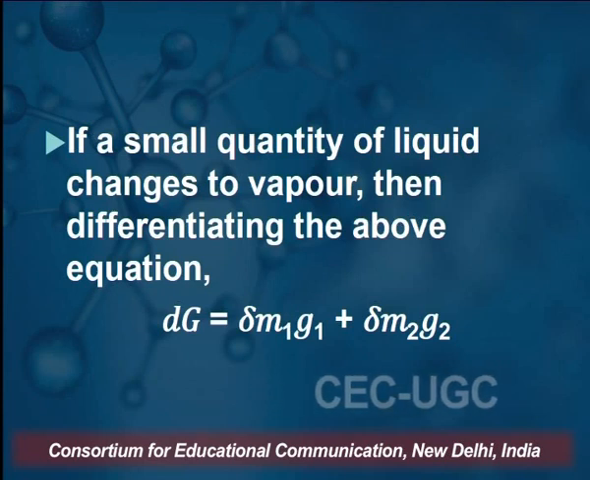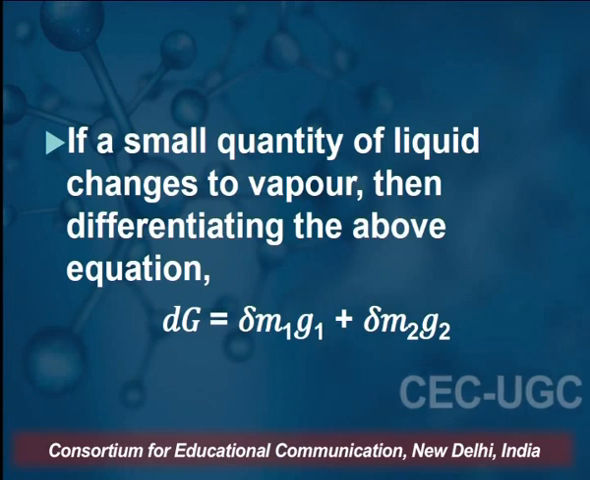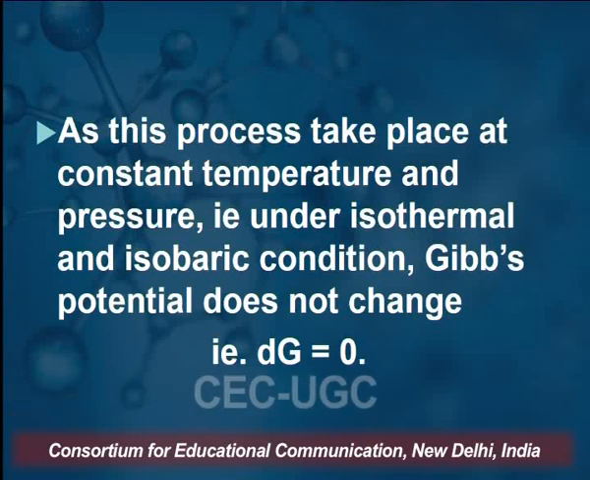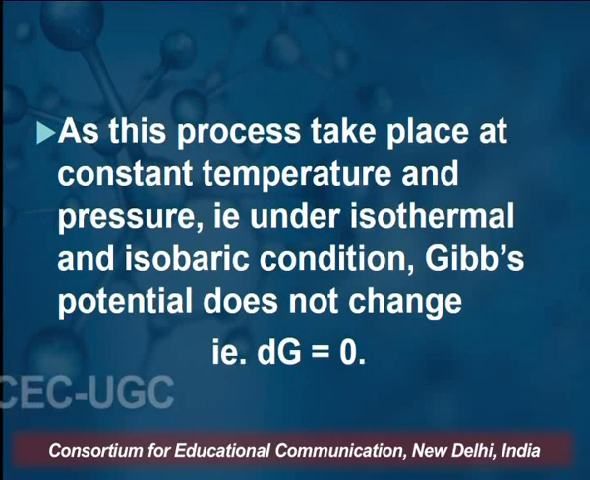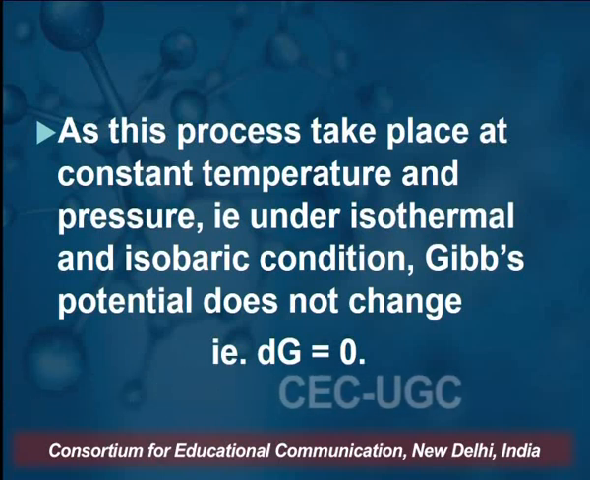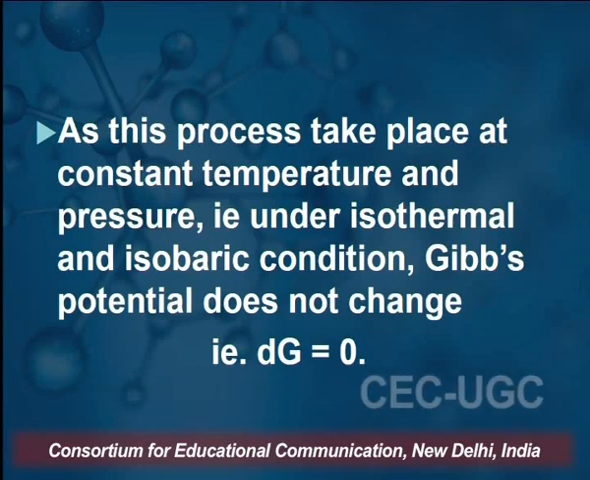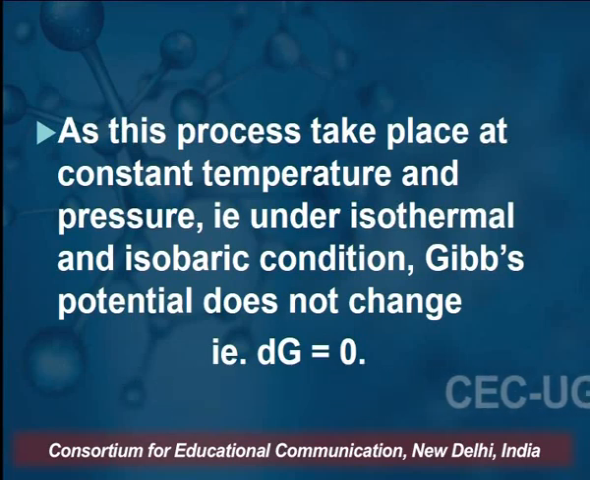If a small quantity of liquid changes to vapor, then differentiating the above equation, we get dG is equal to delta m1 g1 plus delta m2 g2. As this process takes place at constant temperature and pressure, that is under isothermal and isobaric condition, the Gibbs potential does not change, that is dG is equal to 0. This is because temperature and pressure are the natural variables of the Gibbs potential, and just a few slides back I had shown this particular property of the Gibbs potential. So we now are left with dG is equal to 0.